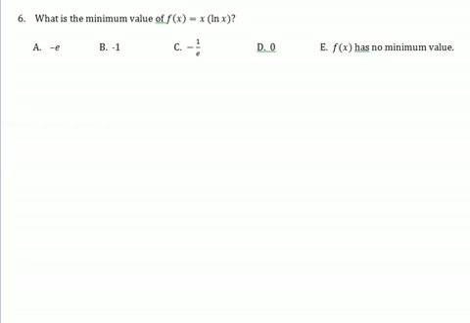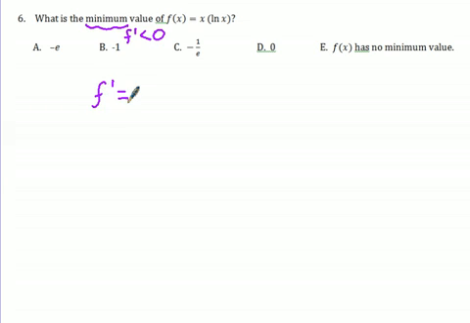Question number 6. What is the minimum value of f of x equal to x ln x? Well, here's another one of our flashcards. Minimum, that means that f prime has to be less than 0. So that's an indicator that I need to find my derivative.